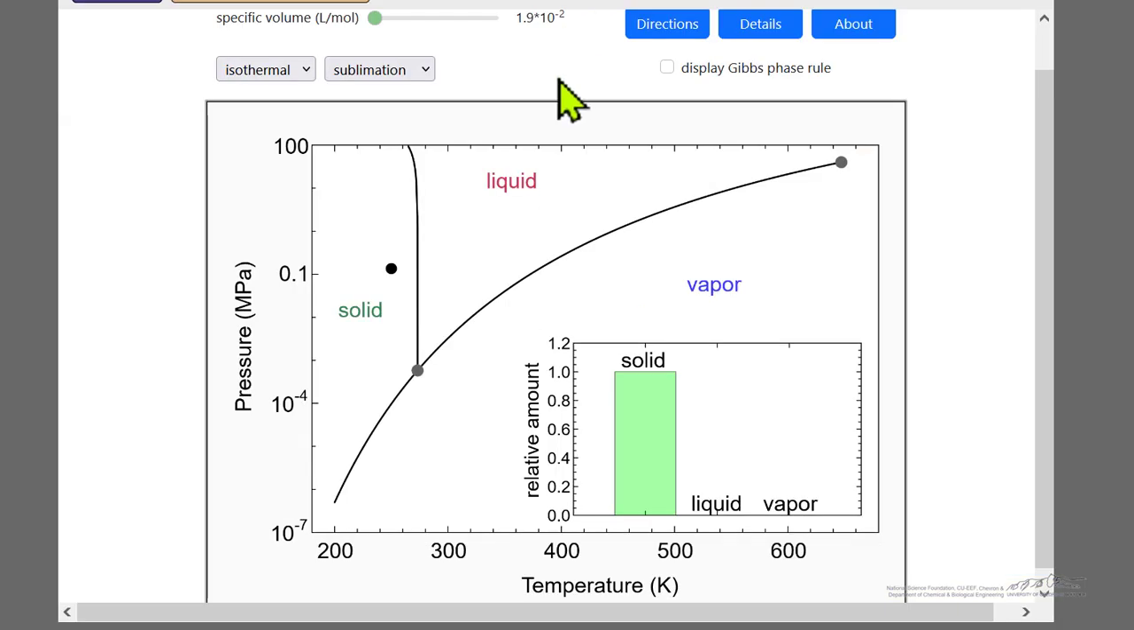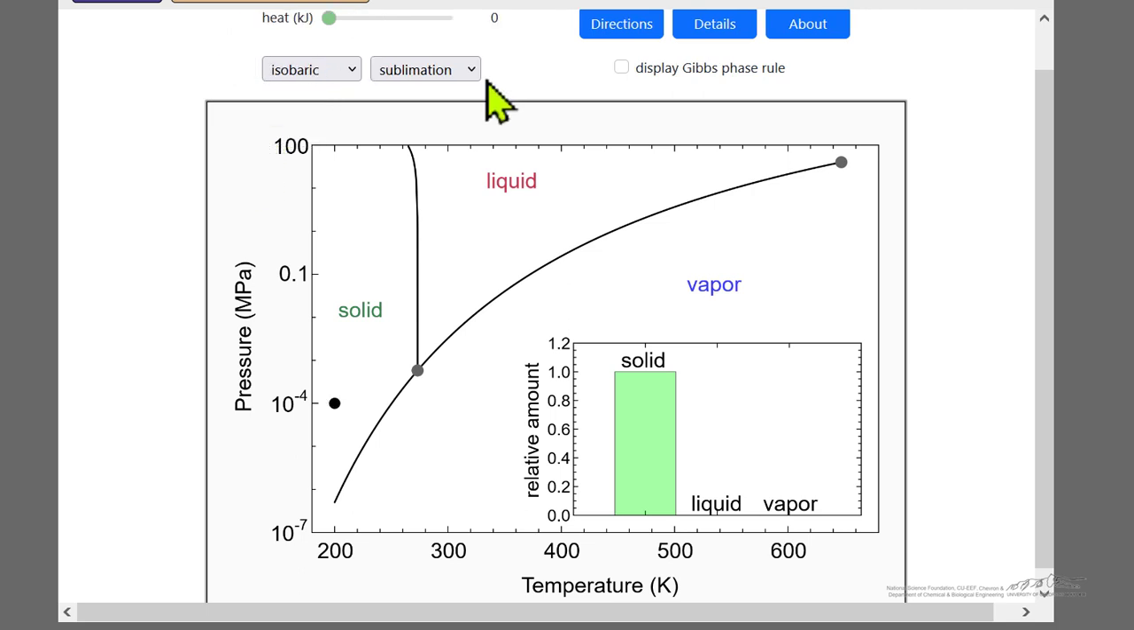So here we're looking at the simulation. The black dot's in the solid region, so we have 1 mole of solid, no liquid, no vapor present. And if I pick, let's first look at isobaric, and let's look at melting. So we have the solid phase.